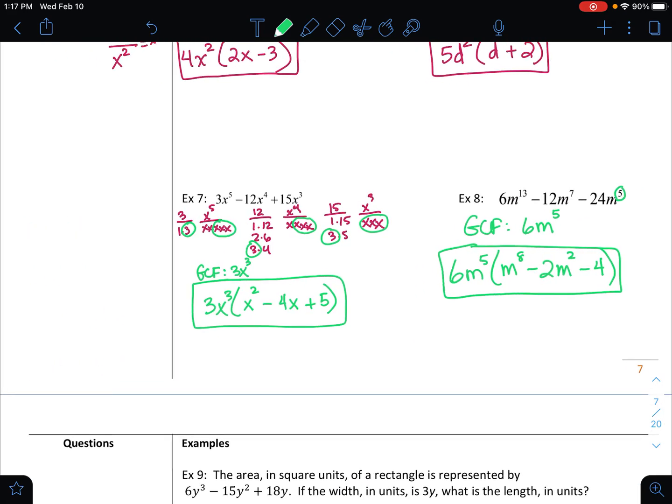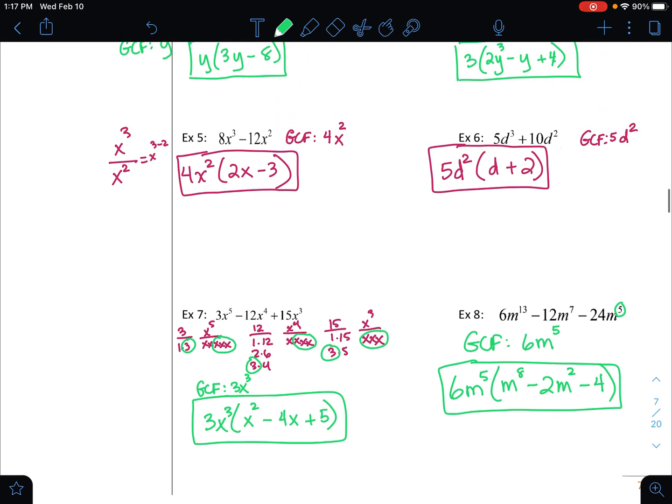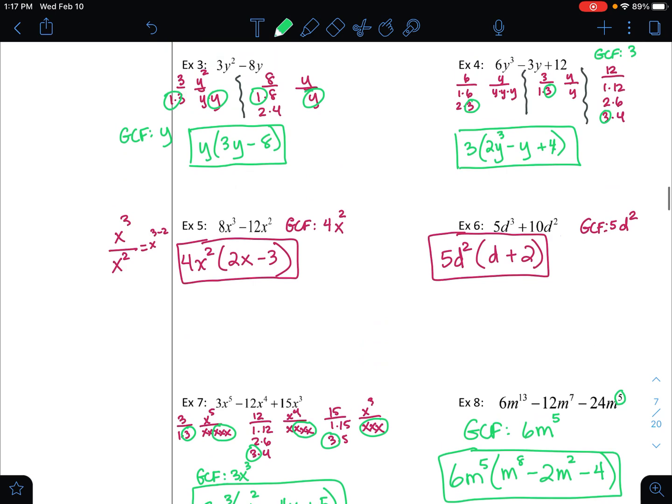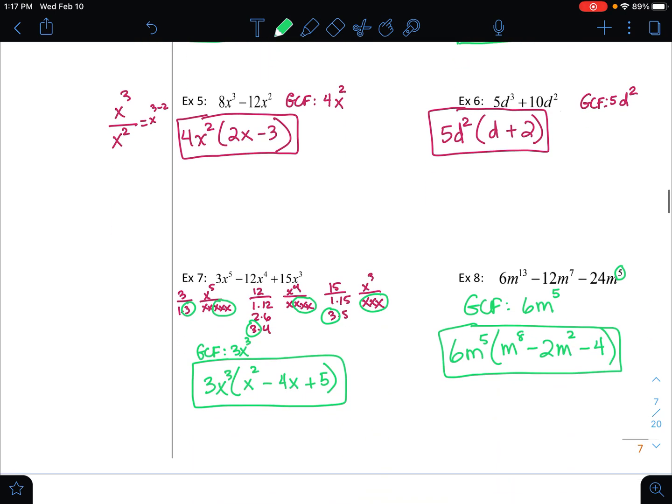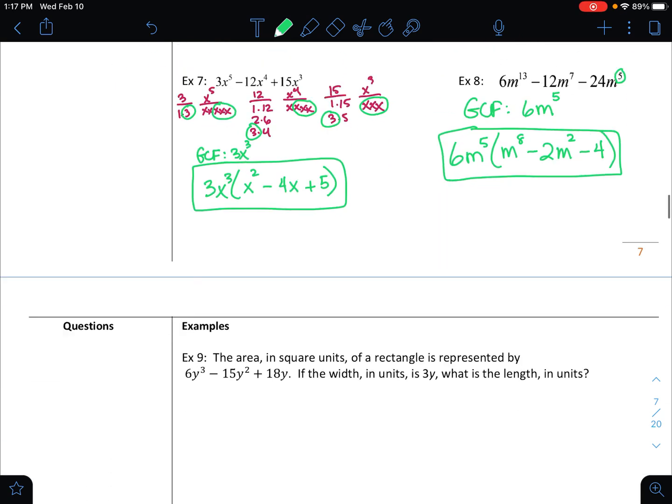Okay. All right, so when you're working GCFs, do a method that is needed for you. If you are pretty comfortable with your multiplication facts, you probably don't need to write a whole lot out. If it helps you on the variables, since that's the new thing, you might try that.